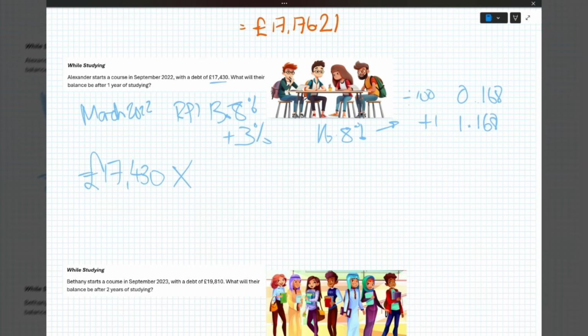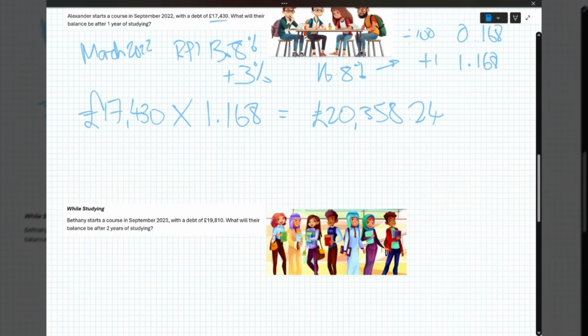Why are we adding the 1? Well, the 1 represents the 100%, and the 0.168 represents the increase. So it will give us the final value as opposed to working out what it's going to go up by and then adding it on. It's just a bit of a shortcut. So put that into the calculator: 1.168, and we have got £20,358.24. Okay, moving on.